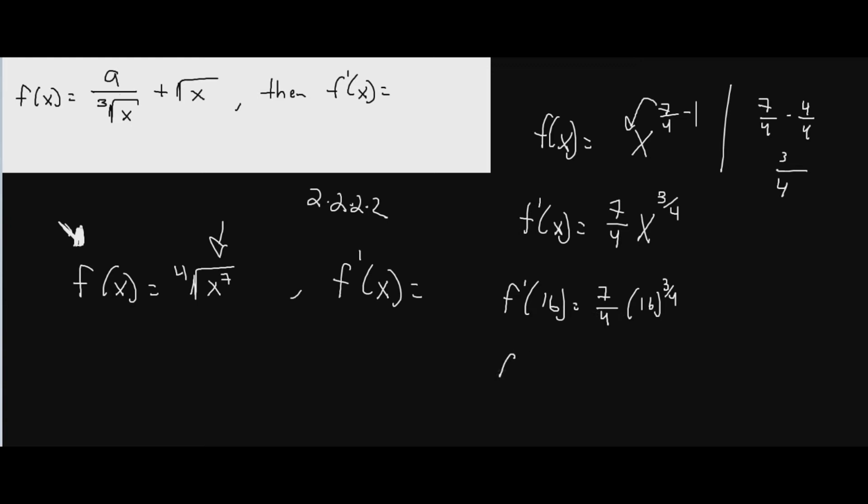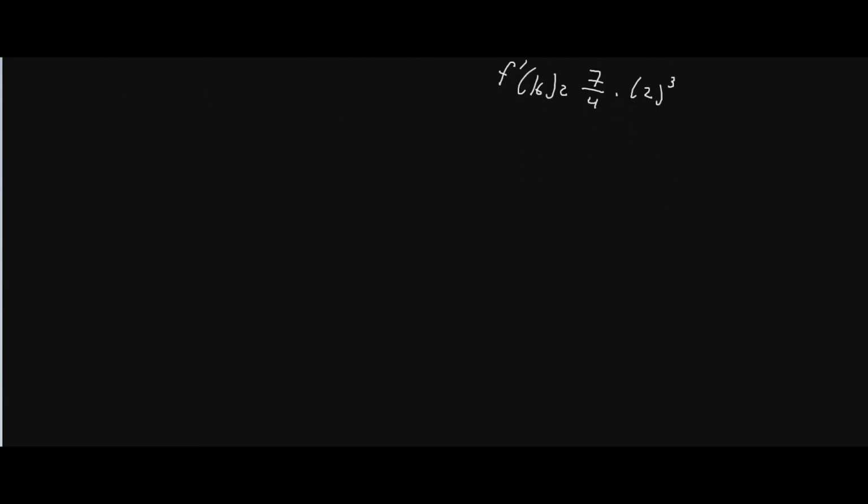So now we're going to get f prime of 16 is going to equal 7 over 4 times 2 raised to the third. Well, what's 2 to the third? That's going to be 8. So this is what we're going to get so far. Okay, we're going to get 7 over 4 times 8.